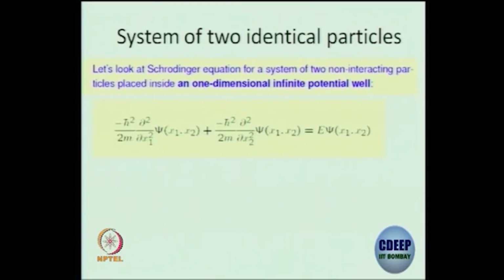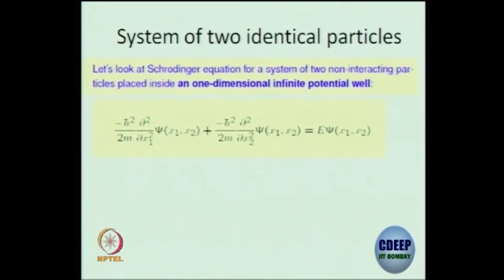Let's just take the simplest situation: a 2-particle system in a 1-dimensional potential well, and write the wave function as a function of the position of the first electron, x1, and the position of the second electron, x2. This x1 and x2 is still in 1 dimension, but subscript 1 is for the first electron, subscript 2 for the second electron. This is the kinetic energy for the first electron, this is the kinetic energy for the second electron, and it has to satisfy your time-independent Schrodinger equation.